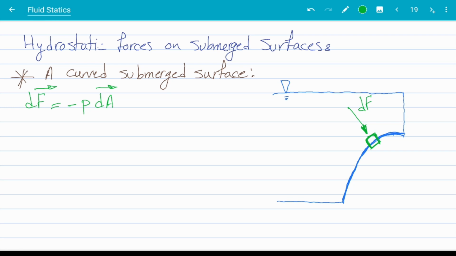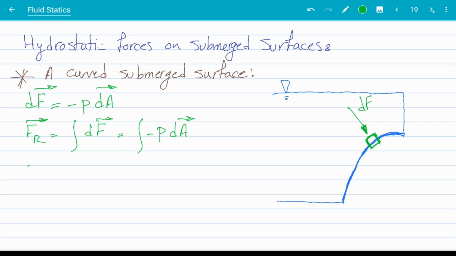The magnitude of the area vector is equal to the magnitude of the surface area. The direction of the area vector is always normal to the plate of the area, is always normal to the surface of the area, and it's always pointing outwards. So now I can say, okay, the total force, Fr, which I am looking for, is the integral of dF, right? Which is the integral of negative p the area.